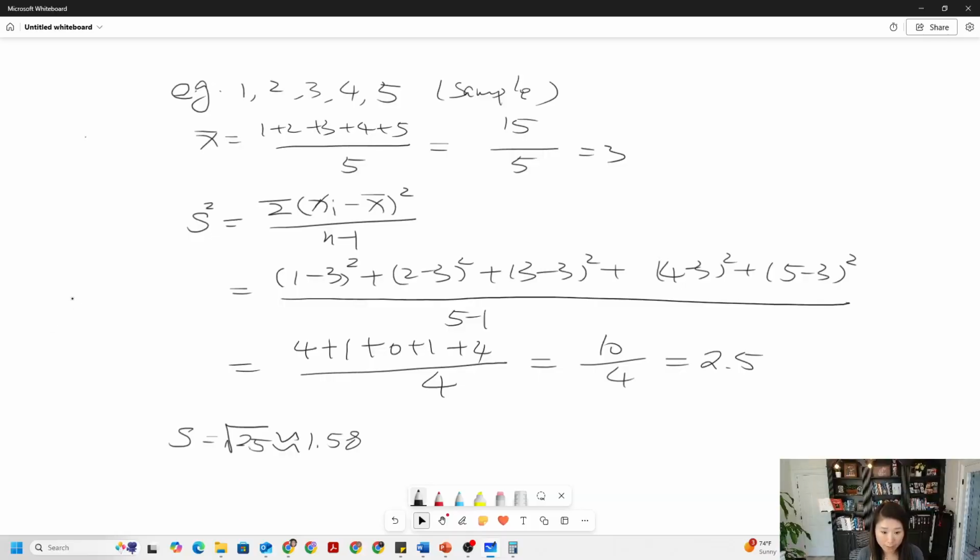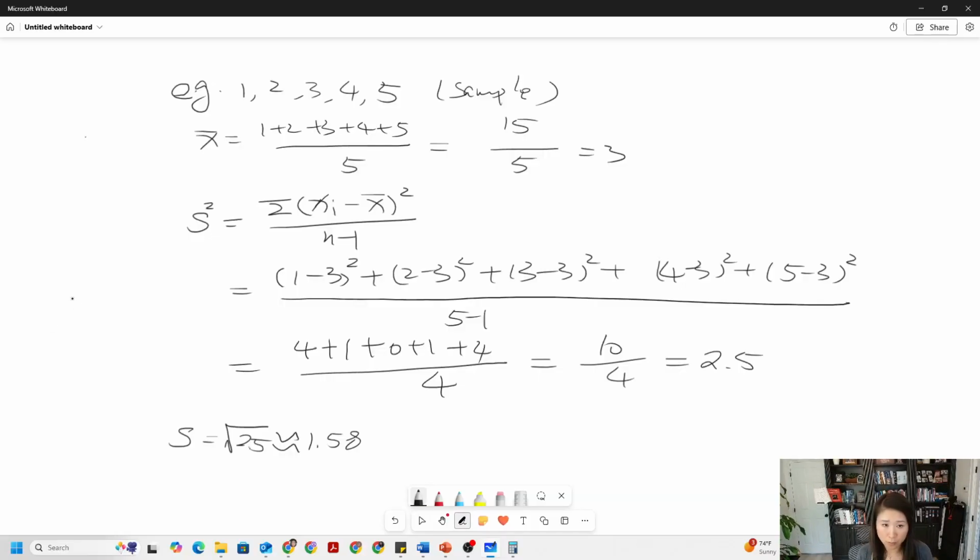So now I can interpret it. If they are all measured in dollars, $1, $2, $3, the mean of my sample is $3, and the standard deviation is $1.58. Now I am able to interpret it. This is the standard deviation.